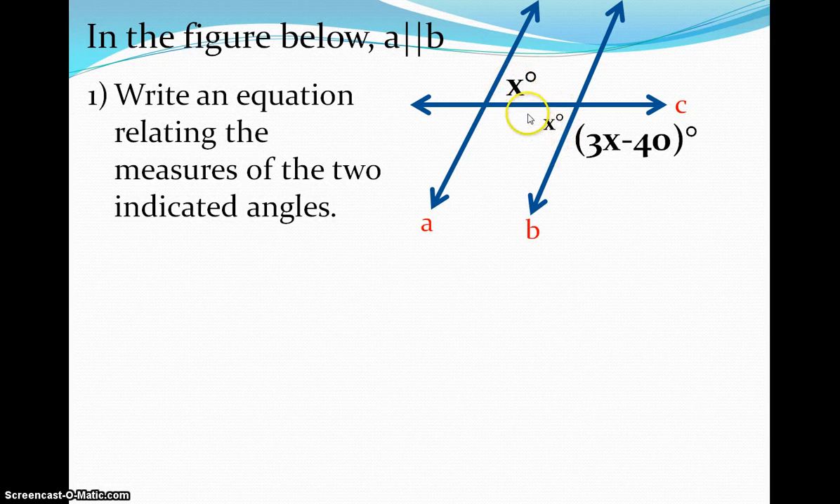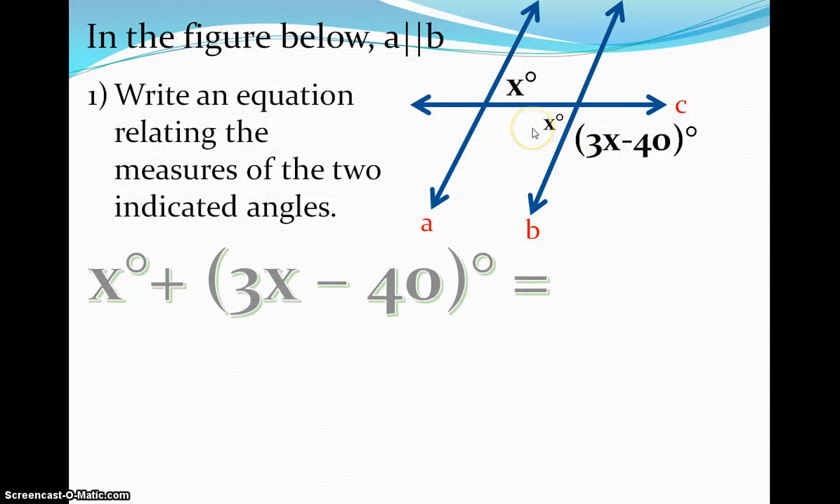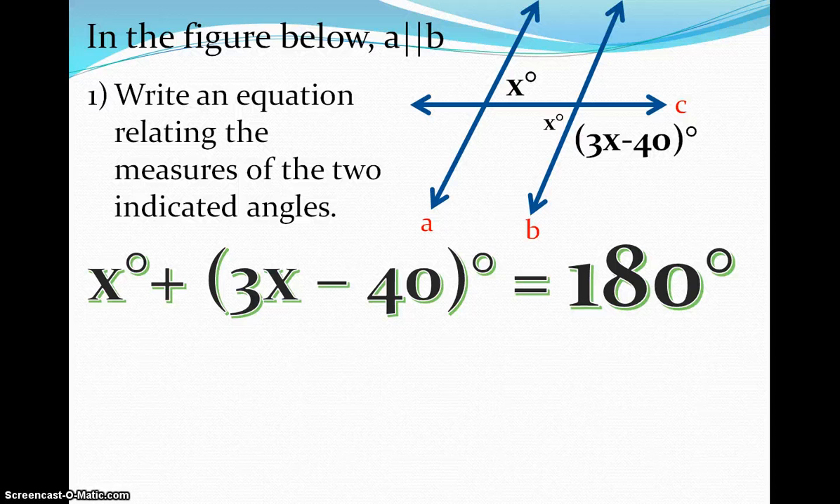Now, from that, knowing that if these two are x's and I know that these two angles here form a linear pair, I would know that they're supplementary, which means that if I add x degrees plus 3x minus 40 degrees, that should be equal to 180 degrees. That would be the equation that I would expect you to be writing down, relating the two values. So hopefully you were successful in that.